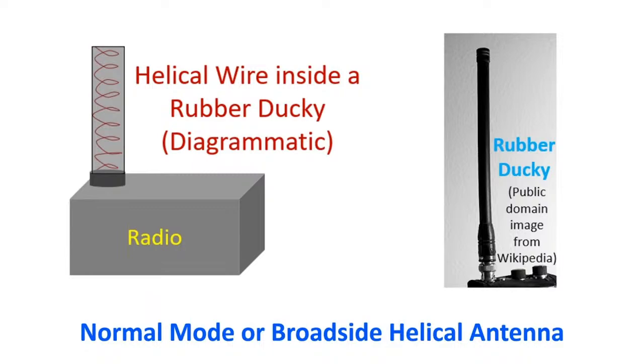Monofilar helical antennas have linearly polarized radiation pattern parallel to the axis of the helix. Bifilar or quadrifilar helical antennas can have broadside circularly polarized radiation pattern.